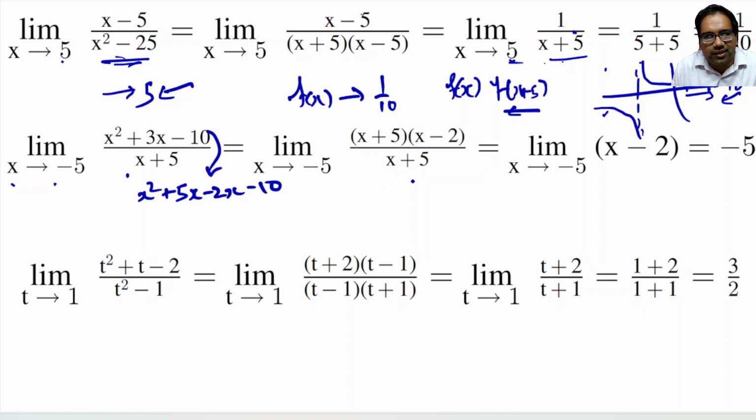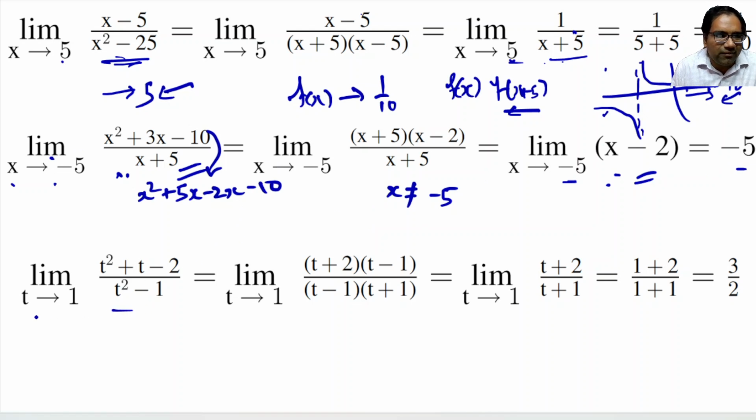Now x + 5 will get cancelled whenever x is not equal to −5. For all cases when x is not equal to −5, this function and this function are the same. But this function is defined at x equals −5, and it says that when x equals −5 the value is −5. So obviously the limit of this function should be equal to −5.